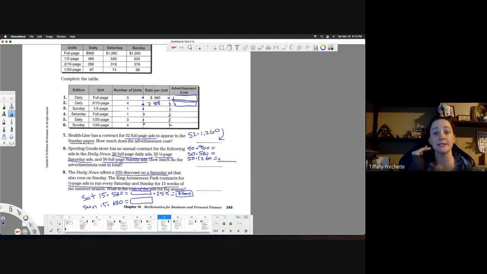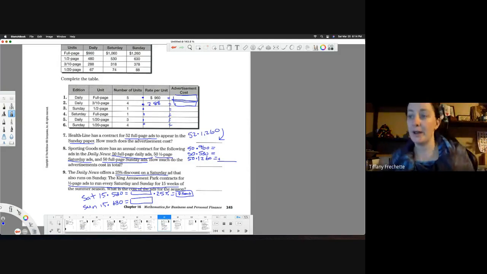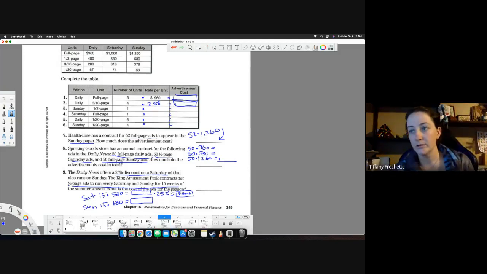As long as we run Saturday and Sunday, we get the Saturday discount. So again, I know a little funny wording there. Just make sure you're paying attention to that bit. And once you have your total for Saturday minus the discount, you add that to your total for Sunday, and that'll give you your total cost.